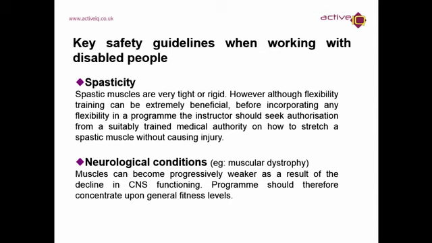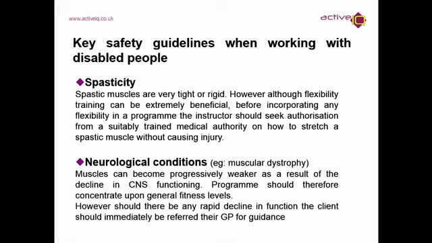We then have some neurological conditions, so that's something like muscular dystrophy. That's when muscles become weaker as a result of the central nervous system not functioning in the correct way. And the program should therefore focus on general fitness levels, not specific strength type training, because those muscles are going to get weaker and not work as maybe as they should. So let's look at making that person as healthy as possible.